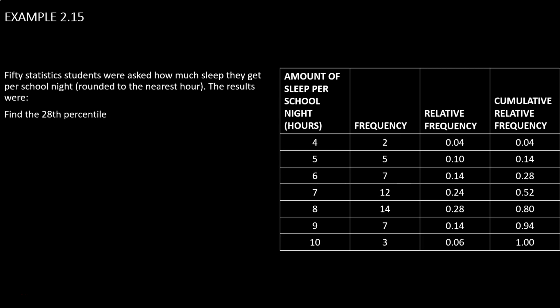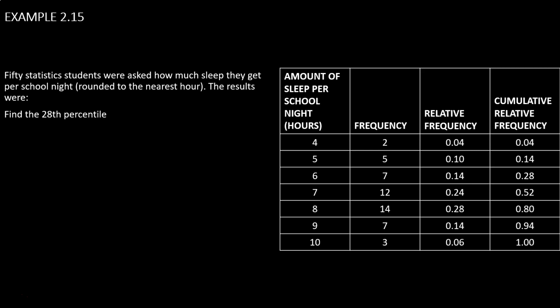Finding a percentile from a cumulative relative frequency table can be quite easy if you know where to look. Reading the frequency table takes a little bit of focus, so let's make sure that we understand what each column represents in this table. The data came from 50 statistics students who were asked how much sleep they get per school night, rounded to the nearest hour.